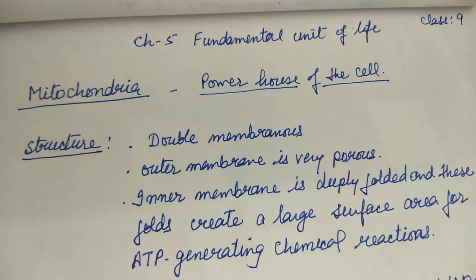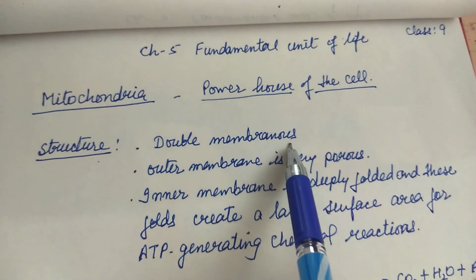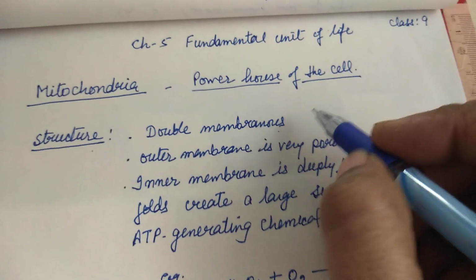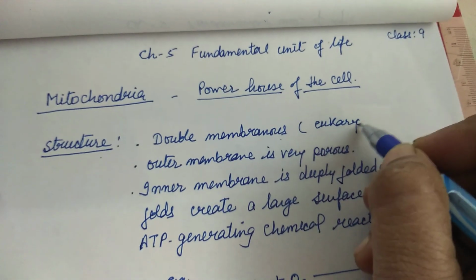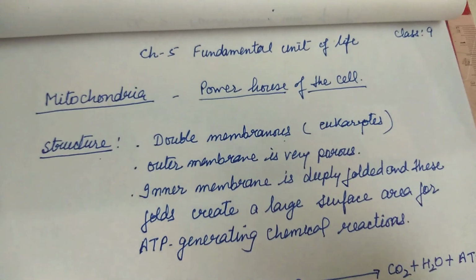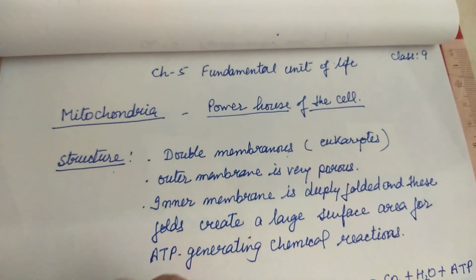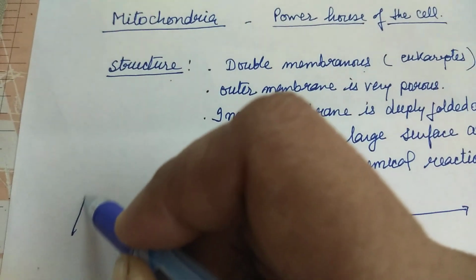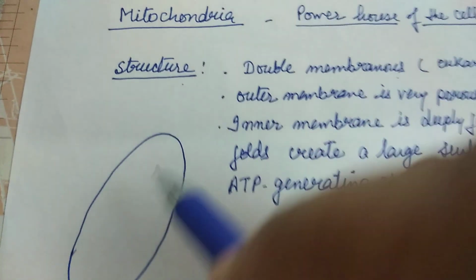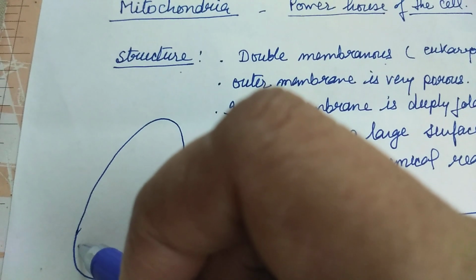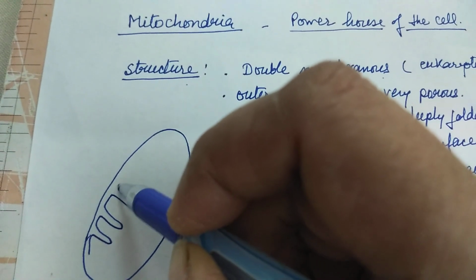So the structure of mitochondria, if we study it, is double membranous. It is a membranous structure, and it is understood that it is present in eukaryotes, or eukaryotic cells. If we draw its diagram, it will be like this. This is the outer membrane, and its membrane is porous. Here we are drawing a rough sketch of mitochondria.